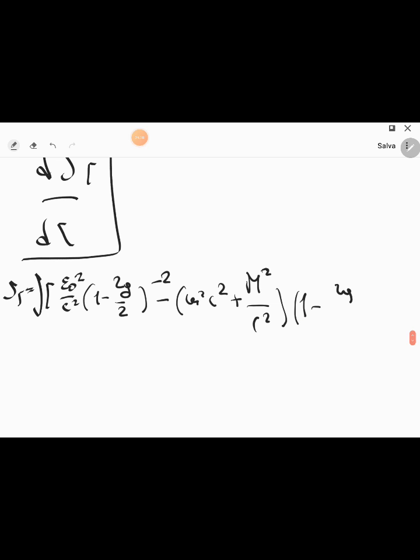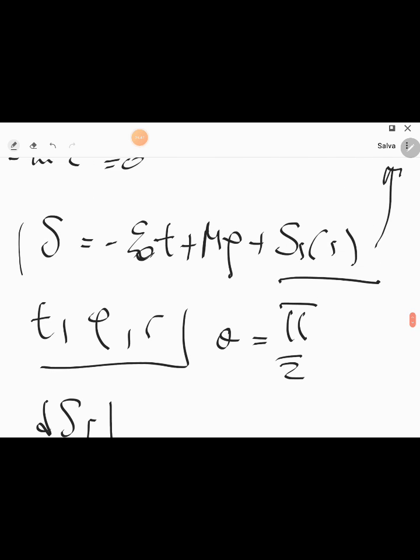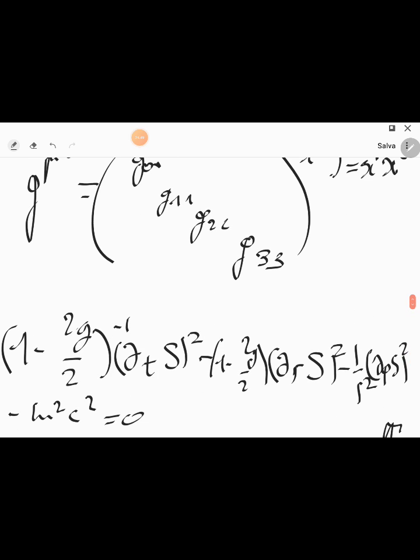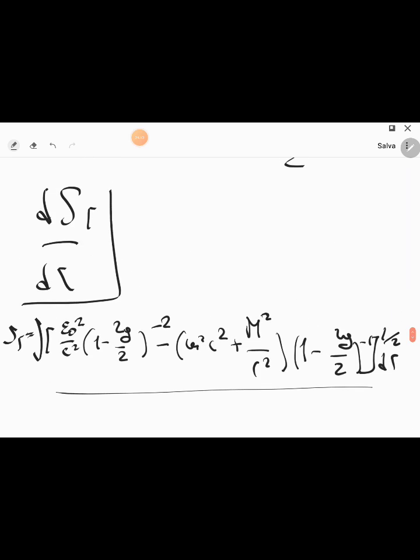Okay, RGR. Okay, this expression, we can find thanks to this term here, and we find the radial part of action.